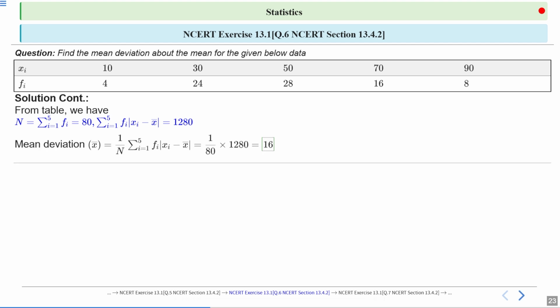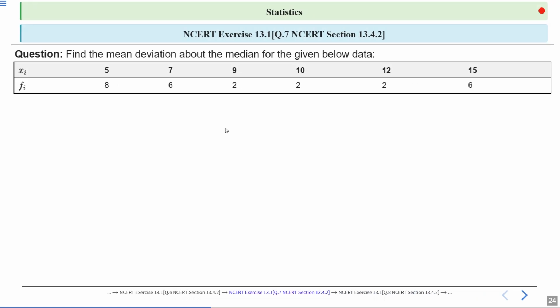So let's use the formula for mean deviation about the mean. The formula is mean deviation is equal to 1 by n multiplied with summation i equal to 1 to 5 fi multiplied with absolute value of xi minus x bar. So here, substituting our values, we get mean deviation is equal to 1 by 80 multiplied with 1280, and this is simply equal to 16. So this is our final answer. I hope this question is clear to all of you. And now let's move to the next question.